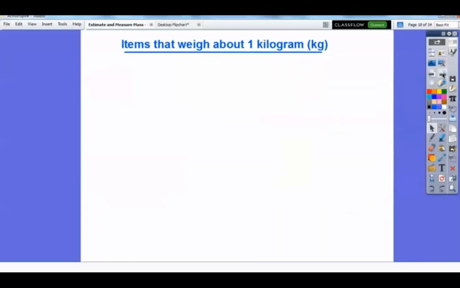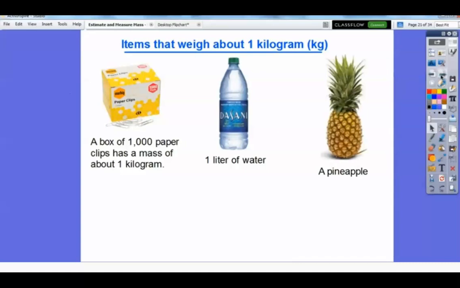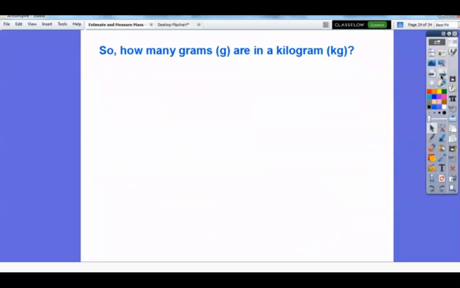So items that weigh 1 kilogram, well, the box of 1,000 paper clips has the mass of about 1 kilogram, so it weighs about as much as a kilogram does. Well, if that doesn't help, how about a liter of water? 1 liter of water also weighs about a kilogram. A pineapple probably weighs about 1 kilogram. A baseball bat weighs about 1 kilogram. Maybe 5 bananas also weigh about 1 kilogram right there. Okay, so how many grams are there in 1 kilogram?